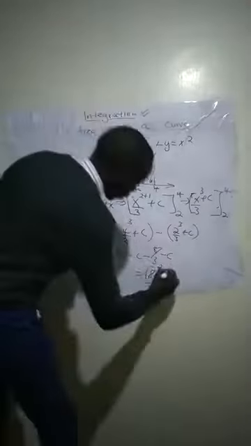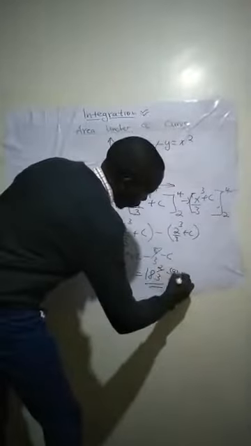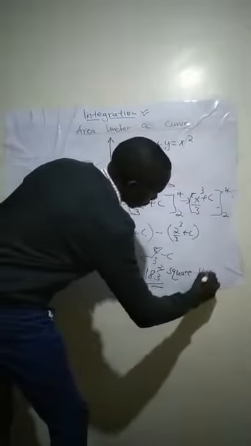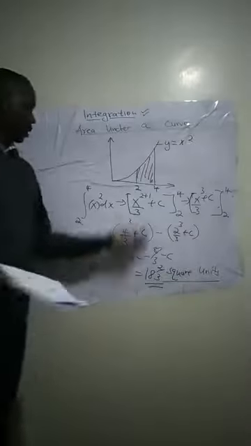Since we don't know whether it's centimeters or meters or kilometers, you just call it square units. We don't know whether it's meters, centimeters, kilometers, miles, etc. And that is how we get the area under that curve.